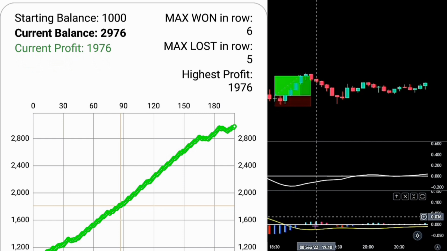The profit factor for this strategy is looking good, I guess, and we had 6 wins in a row against 5 losses in a row. So yeah, I'm definitely happy with these results.